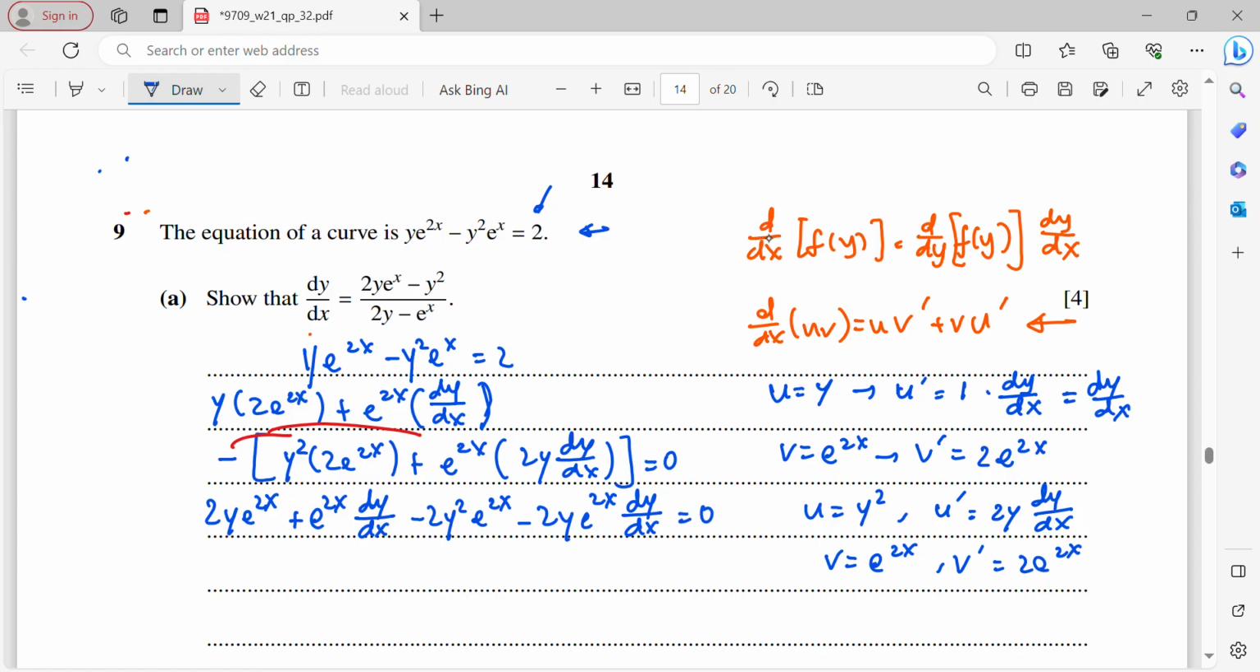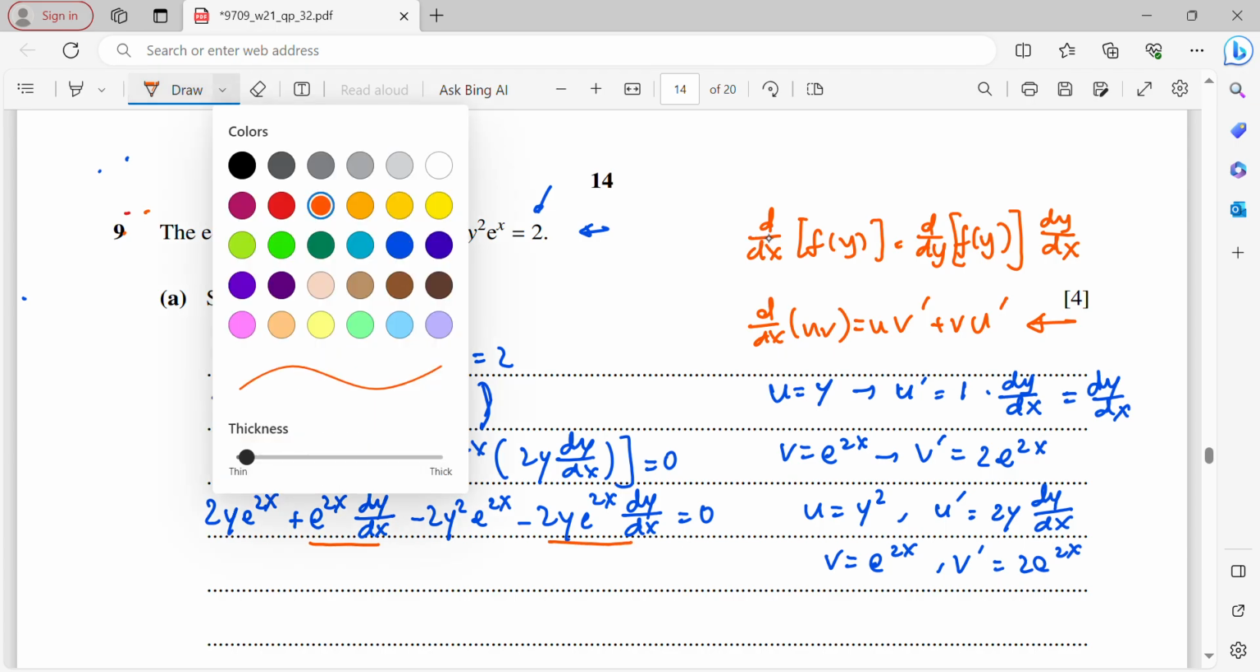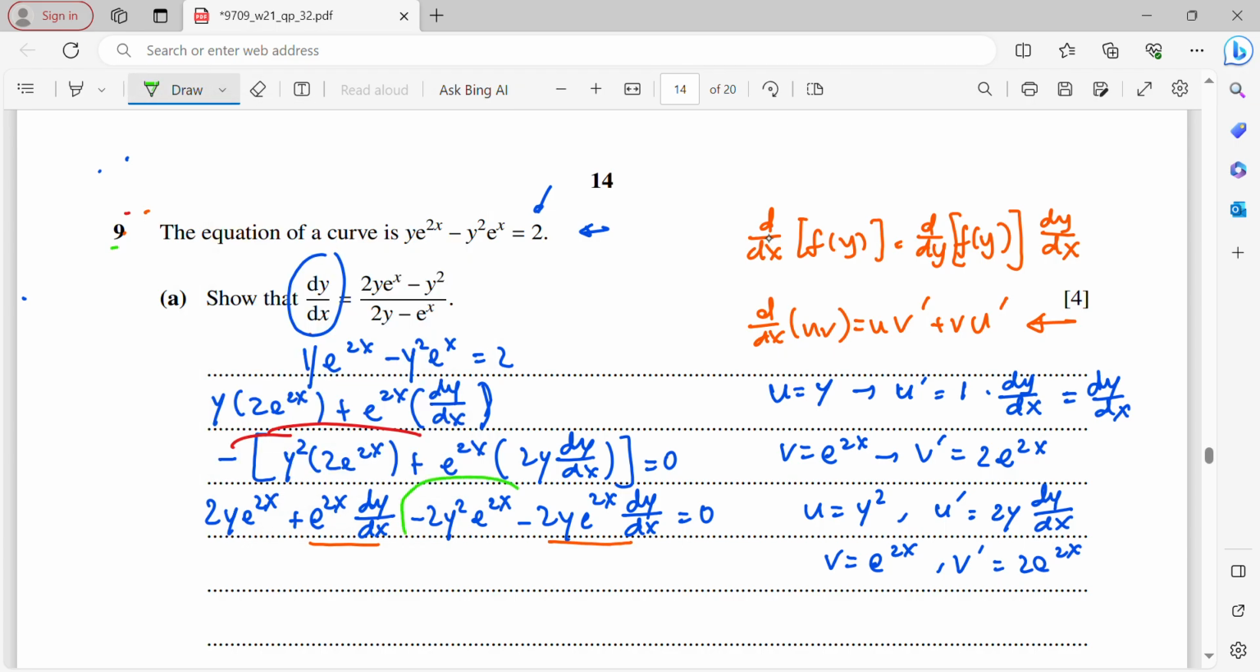Now I need to get dy/dx. So the first and last term will be grouped together, and the other two terms will be moved to the right side. Now I will rewrite e^x dy/dx minus 2y e^x dy/dx equals, when I move it to the right side, I need to get positive 2y e^x.